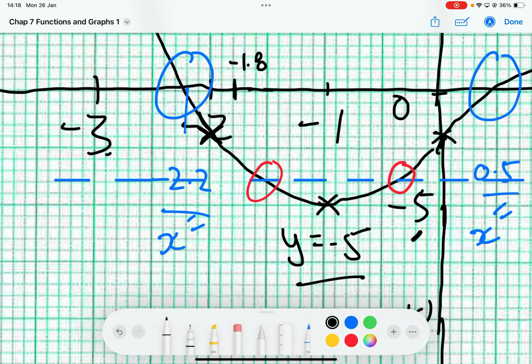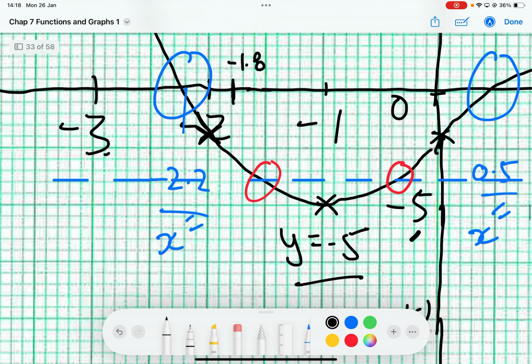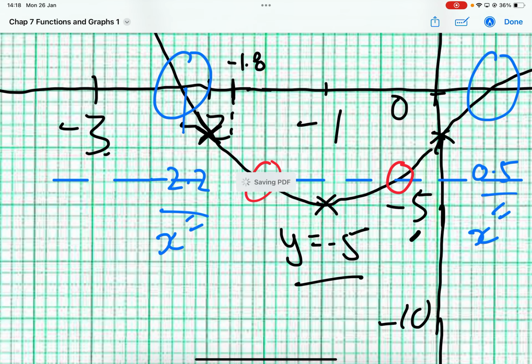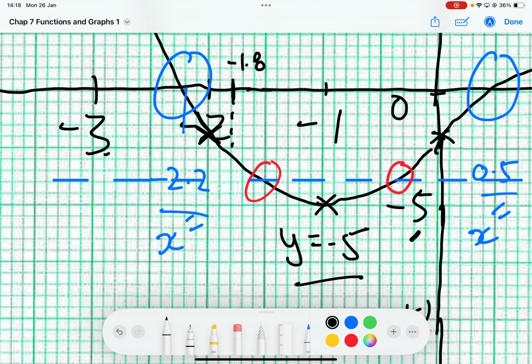Then I go to my graph. I want to find the gradient at my graph, so I must go to my curve. I want to find the gradient at this point. I need to put a ruler and draw a tangent at this point.